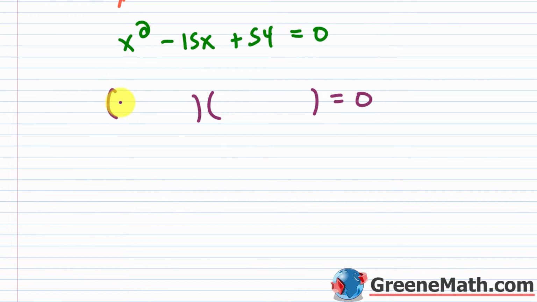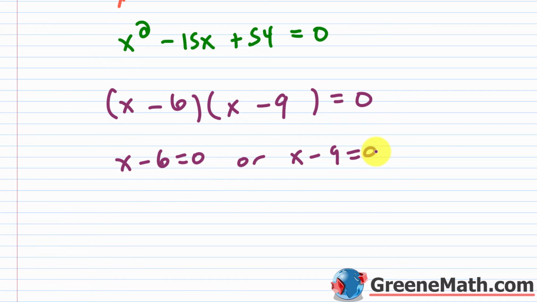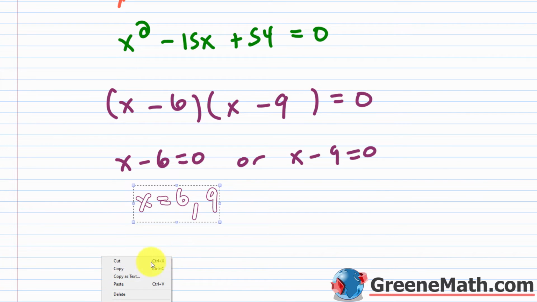The left side is very easy to factor. We'll say this is x and this is x. I need two integers that sum to negative 15 and give me a product of positive 54. That's going to be negative 6 and negative 9. So x minus 6 is equal to 0 or x minus 9 is equal to 0. In this case, you would add 6 to both sides, so x is equal to 6. Here, you would add 9 to both sides, so x is equal to 9. Again, these are proposed solutions, so we do need to check them.